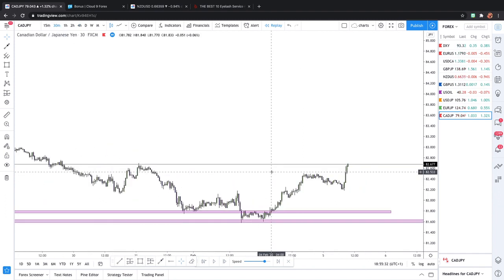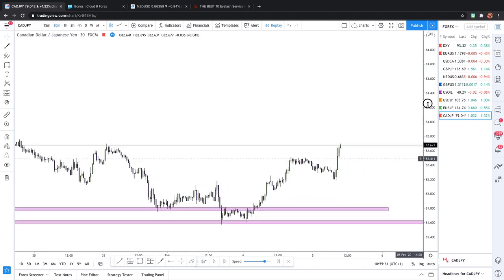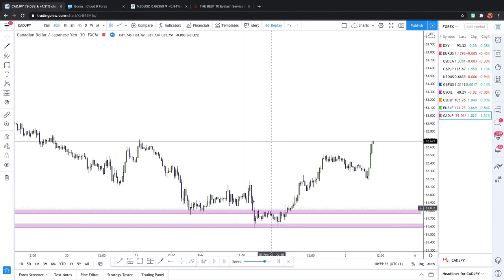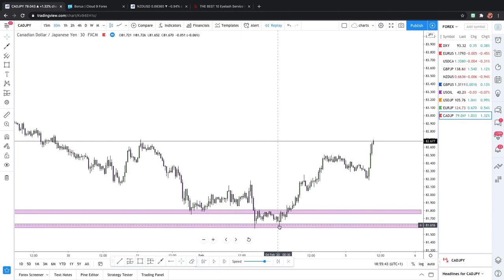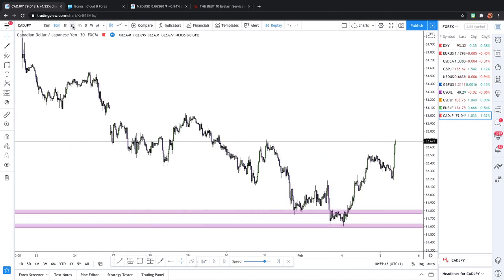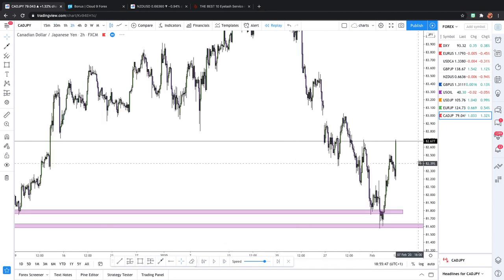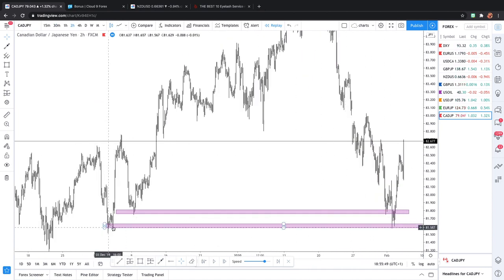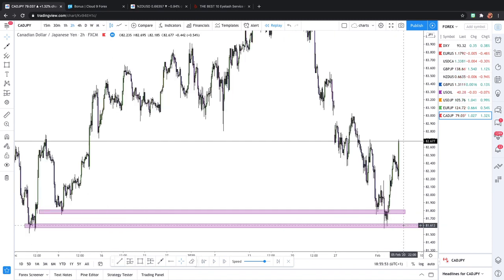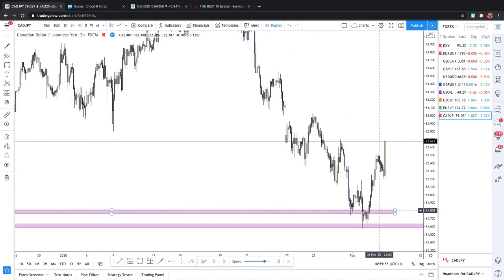So what ends up happening is it breaks the 81,800, then kind of ranges, comes back down and tests this low and fills this order right here. Okay, so fills this low, fills this order, and then ends up spiking up and closing above the 81.8.